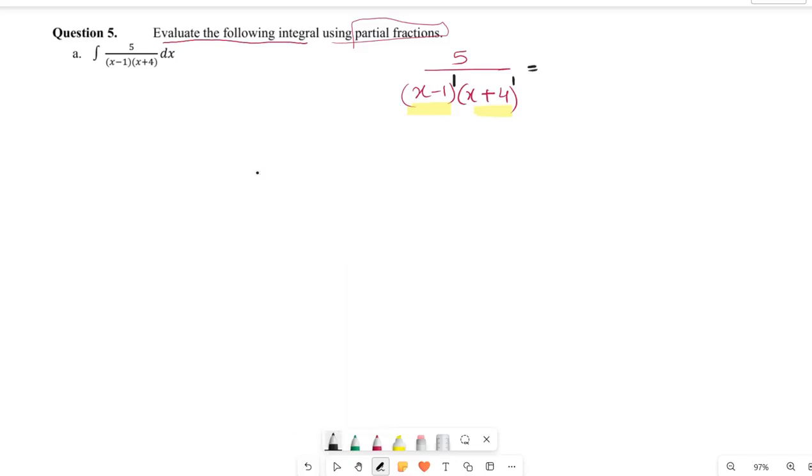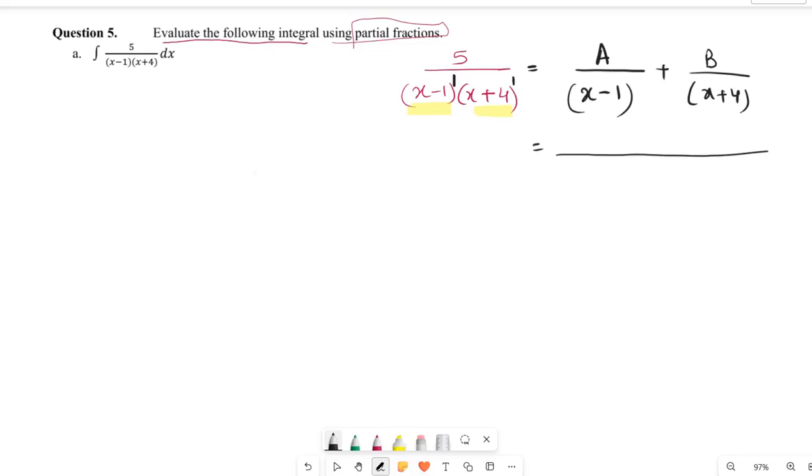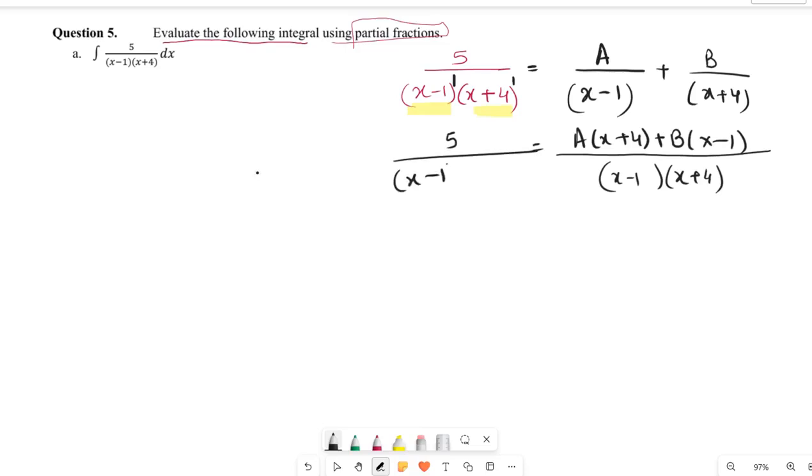That means this can be decomposed into two fractions, one for each linear factor, and in the numerator we just have a constant. So that is the first step, to write the decomposition. The next step is to make the common denominator (x+4)(x-1). To make the common denominator, A will have to multiply with x+4, plus B will have to multiply with x-1. On the left hand side, we have x-1 times x+4.